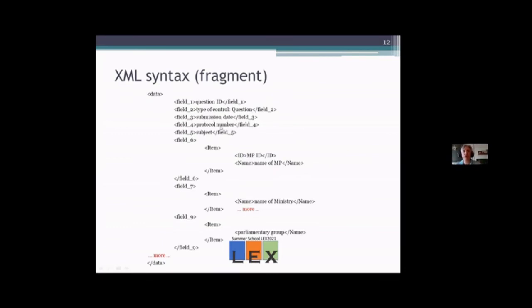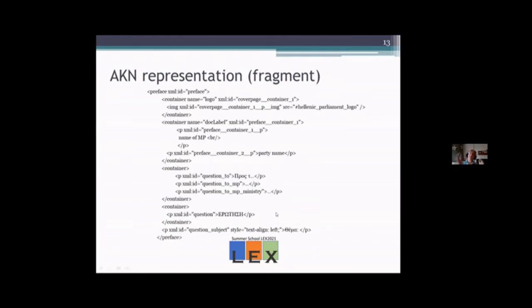Submission date of the question, the protocol number, the subject, the name of the MP, the ID of the MP, the name of the ministry you sent the question, the name of the parliamentary group the MP belongs to, and so on. And at the other side, you need to translate this to a Akoma Ntoso-like format. And this for laws is a little bit more difficult, obviously. You're talking the whole day about that.